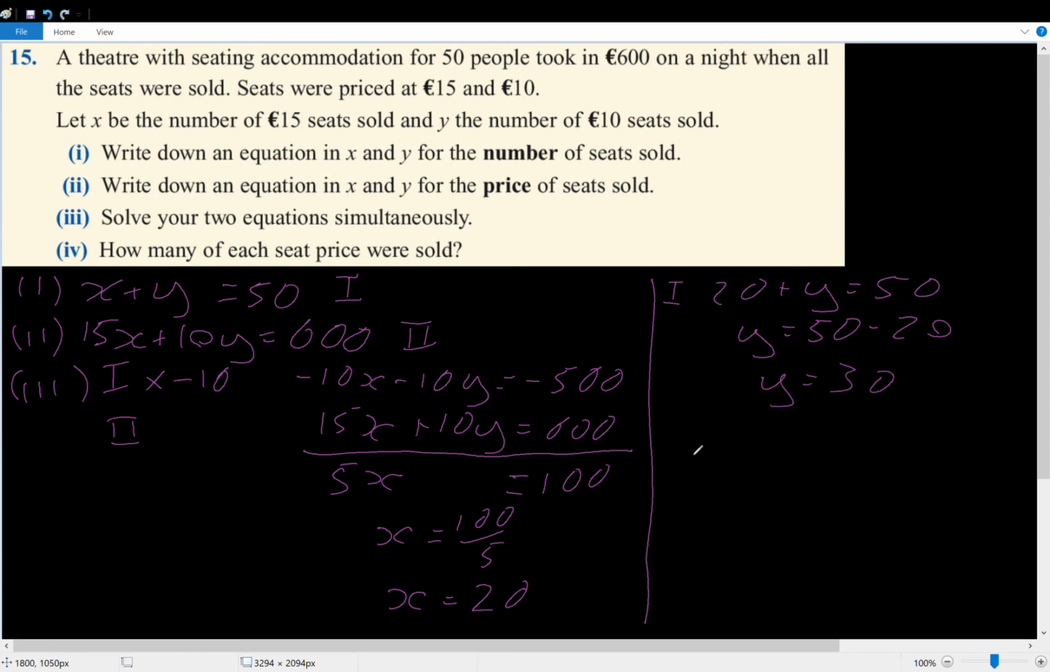So that's part 3. And part 4 of the question asks us to specify how many of each particular price were sold. So there were 20 €15 seats and there were 30 €10 seats. And now the question's done.